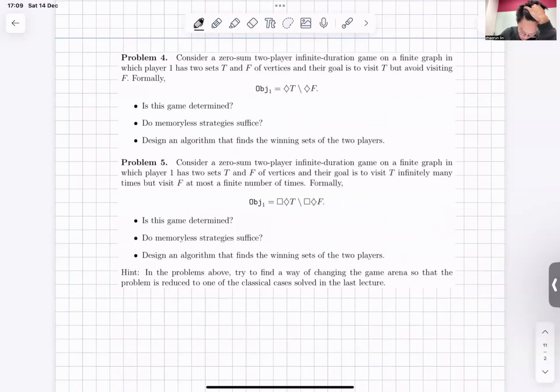Okay, so for problems 4 and 5, consider this time we want to visit T, but avoid visiting F. So is this game determined? We'll prove it by finding an algorithm. Does memoryless strategy suffice? Yes, because this time we only want to look for the vertex in T, but not in F. So we just keep on looking for T.